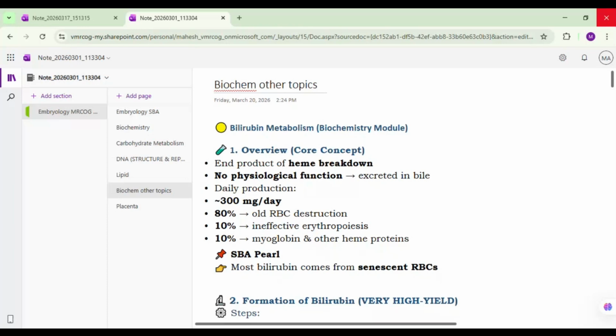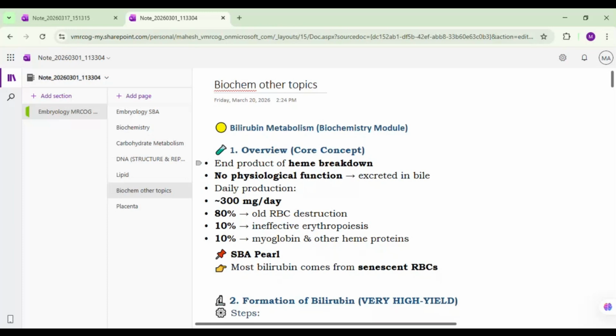So today we will learn about bilirubin metabolism. This is also one of the frequently asked topics in the examination. So let us see the basic concept of bilirubin metabolism. What we know is it is the end product of heme breakdown. There is no physiological function. It is excreted in the bile.